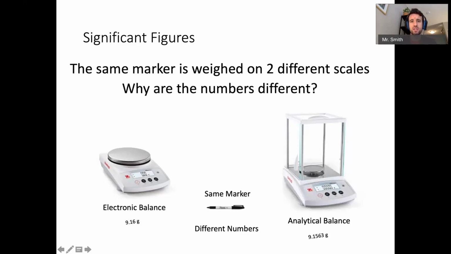The answer has to do with something called significant figures. This is something we'll see happen in a lab. You take a marker and weigh it on one scale versus another scale, and you'll get different results. Now in this case, we have two scales that are different in terms of how accurate they measure.